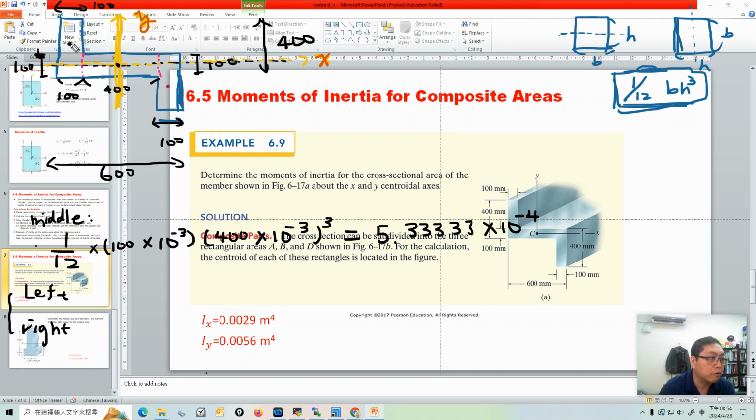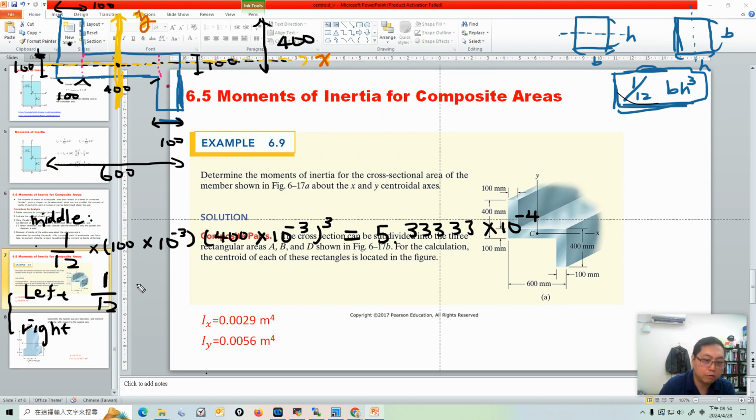So you have to be careful. Right now, the y-axis is not passing through the centroid of the left part. I repeat it again: the y-axis is not passing through the centroid of the left part, so you cannot use the formula directly. You need to use the parallel axis theorem. But we still use the formula to calculate the moment of inertia of the left part with respect to its own rotational axis, sorry, its centroidal axis.